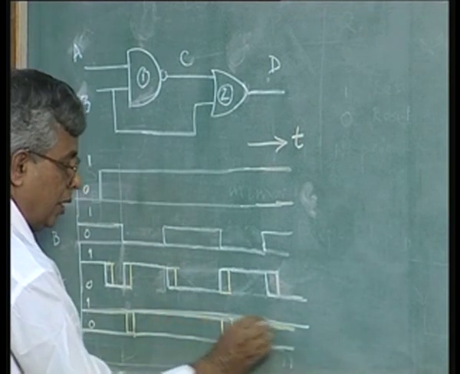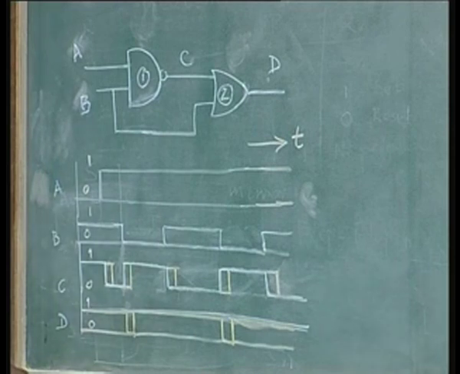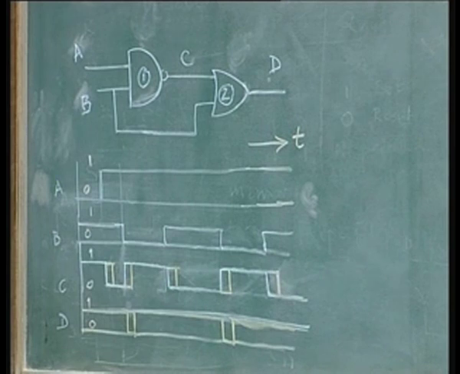Why am I explaining this? I will tell you in a minute. But this is an ideal operation, no gate is ideal. What will happen is each of these gates C and D has a propagation delay. Let us assume a small delay of this duration.